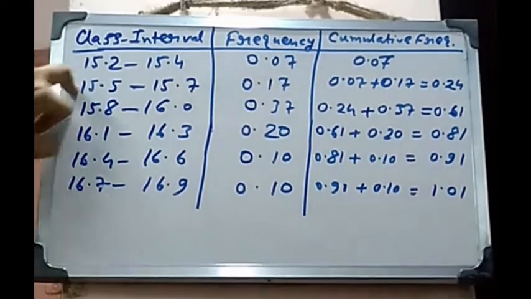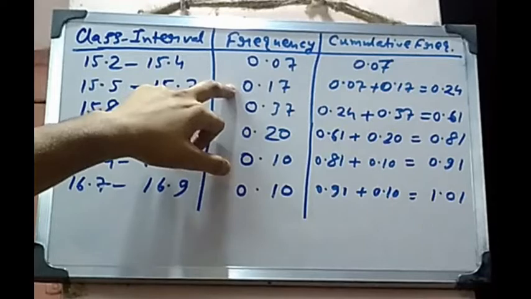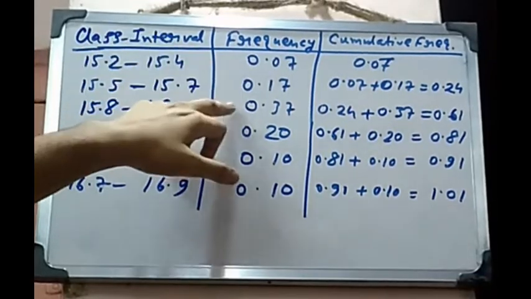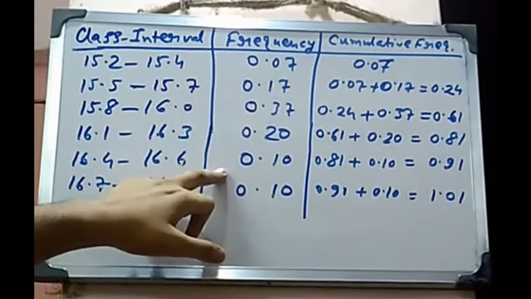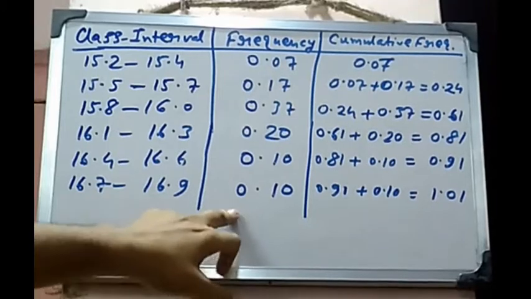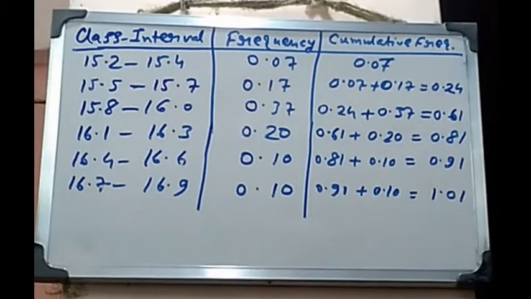For the second class interval, its frequency is 0.17. Similarly, the third one 0.37, 0.20, 0.10, and finally 0.10. Now, what is cumulative frequency?